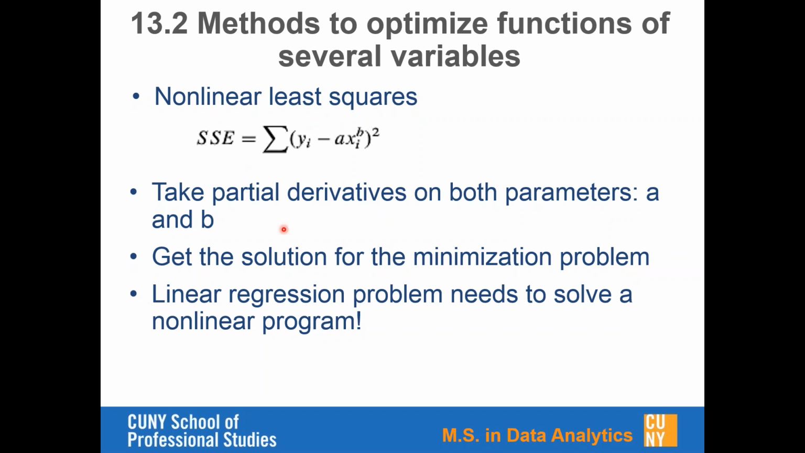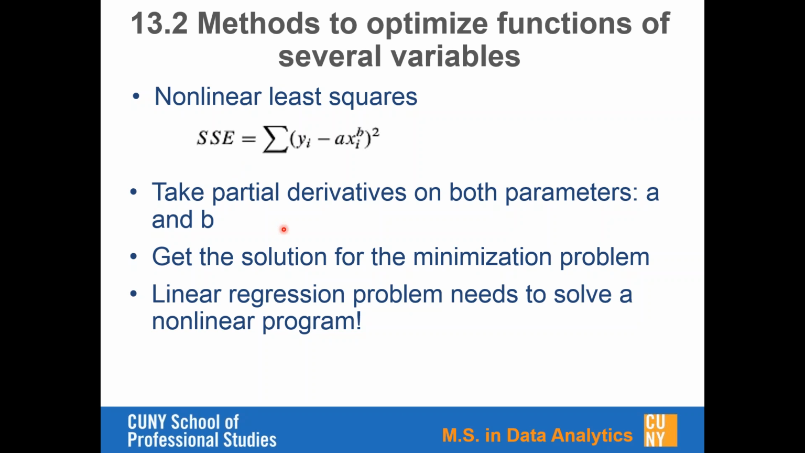And then in there, what we did was the same thing. We take the partial derivative on both parameters A and B and get the solution for the minimization problem. So the linear regression problem needs to be solved as a nonlinear problem. So that's the connection between linear regression and nonlinear programming.